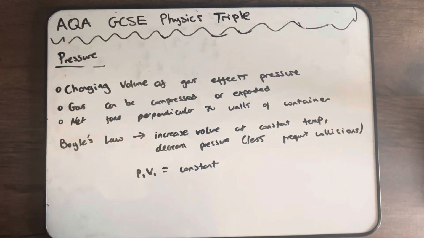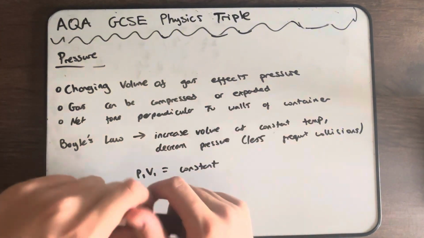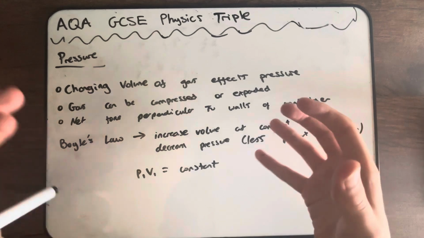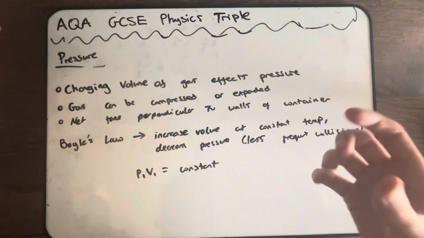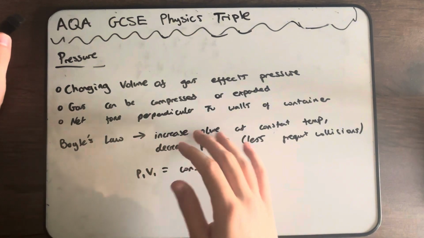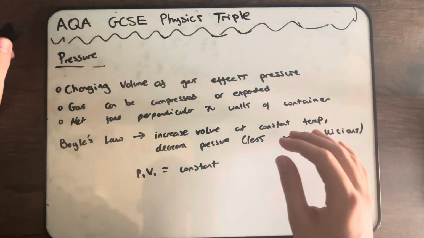Here are just some key points that you need to know. Changing the volume of a gas will affect the pressure. So a gas can be compressed or expanded, so it can be in a smaller area or a larger one. The net force is perpendicular, which means it's at 90 degrees to the walls of the container when they collide with the container, that is.